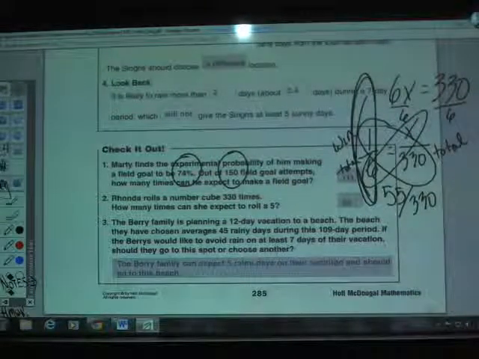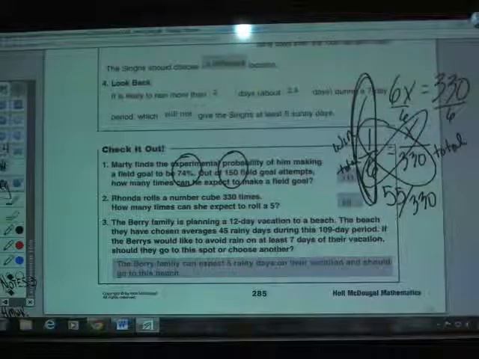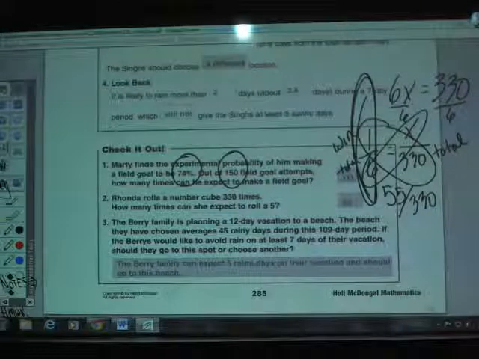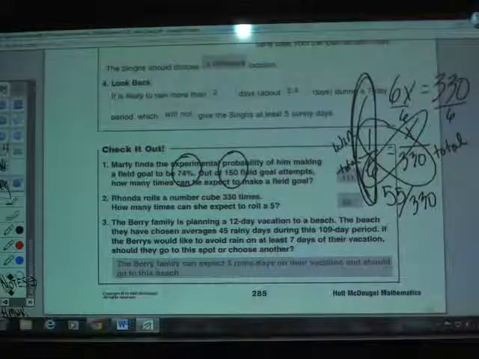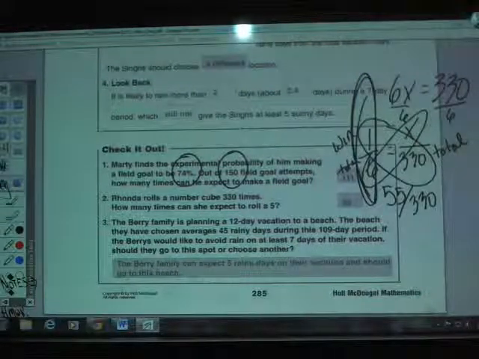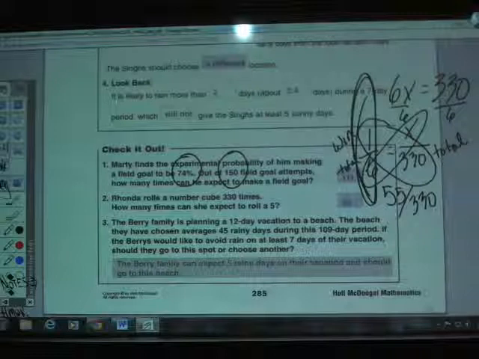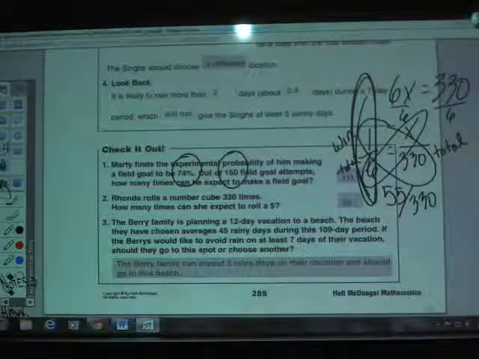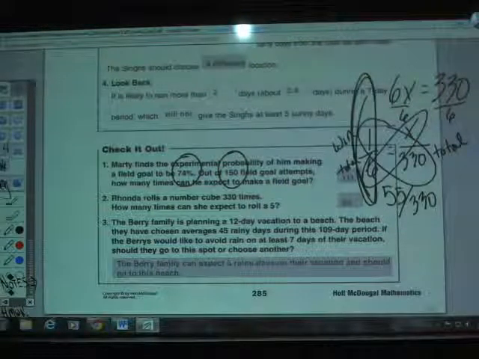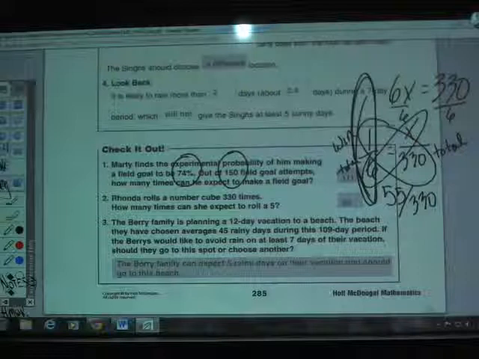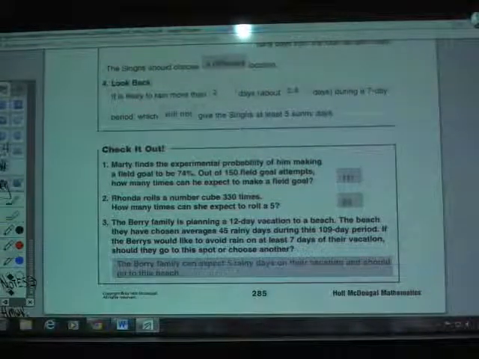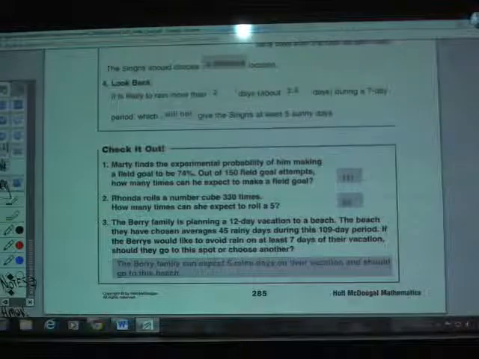All right, let's try one more like our story problem here. It says the Berry family is planning a 12-day vacation to a beach. The beach they have chosen averages 45 rainy days during this 109-day period. If the Berries would like to avoid rain on at least 7 days of their vacation, should they go to this spot or choose another? So, if they're going to avoid rain on 7 days of their vacation, that means it can rain on 5 days of their vacation. And we'll keep that in mind when we solve here.